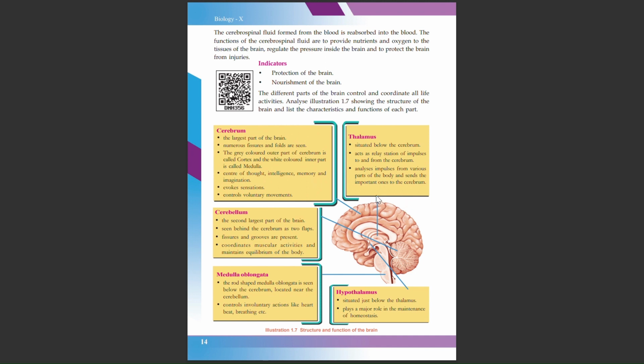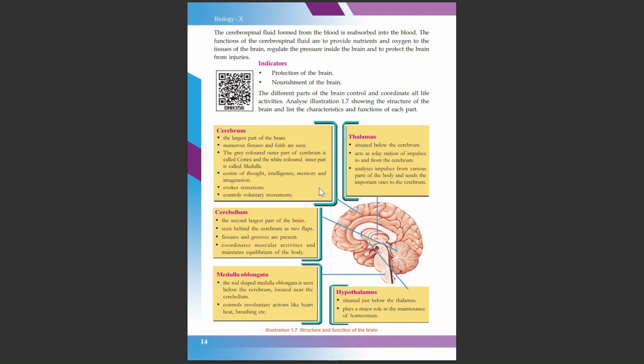There is thalamus, cerebrum, cerebellum, medulla oblongata, and hypothalamus. So first comes cerebrum. That is the largest part of the brain. The holdings and all are present there. Wherever the memories are stored, that is the main thing. Numerous fissures and folds are seen.